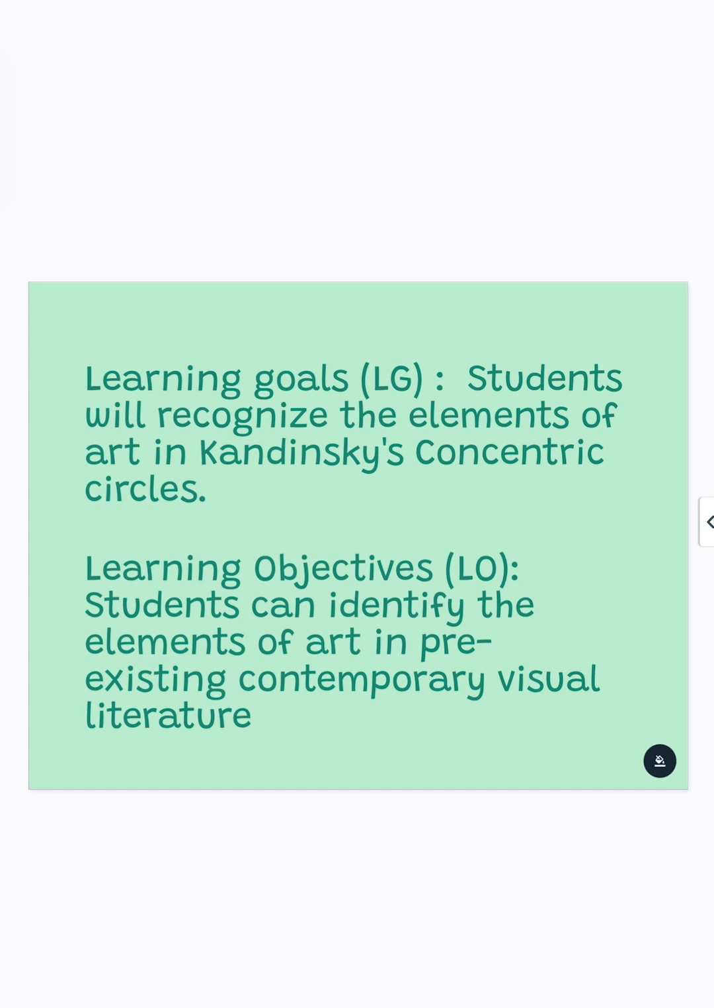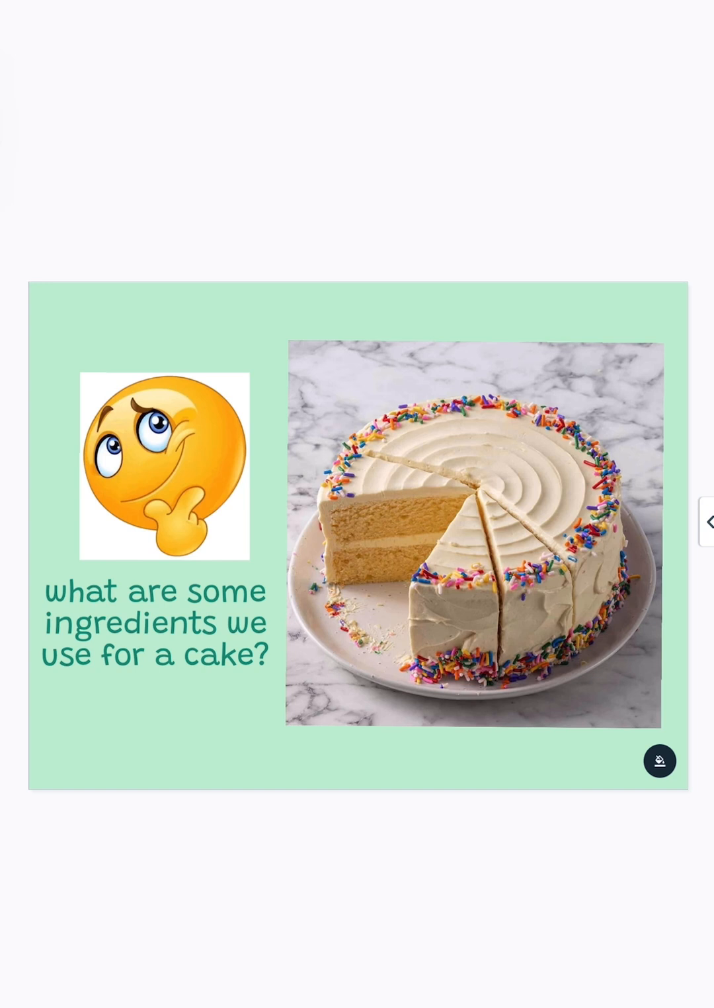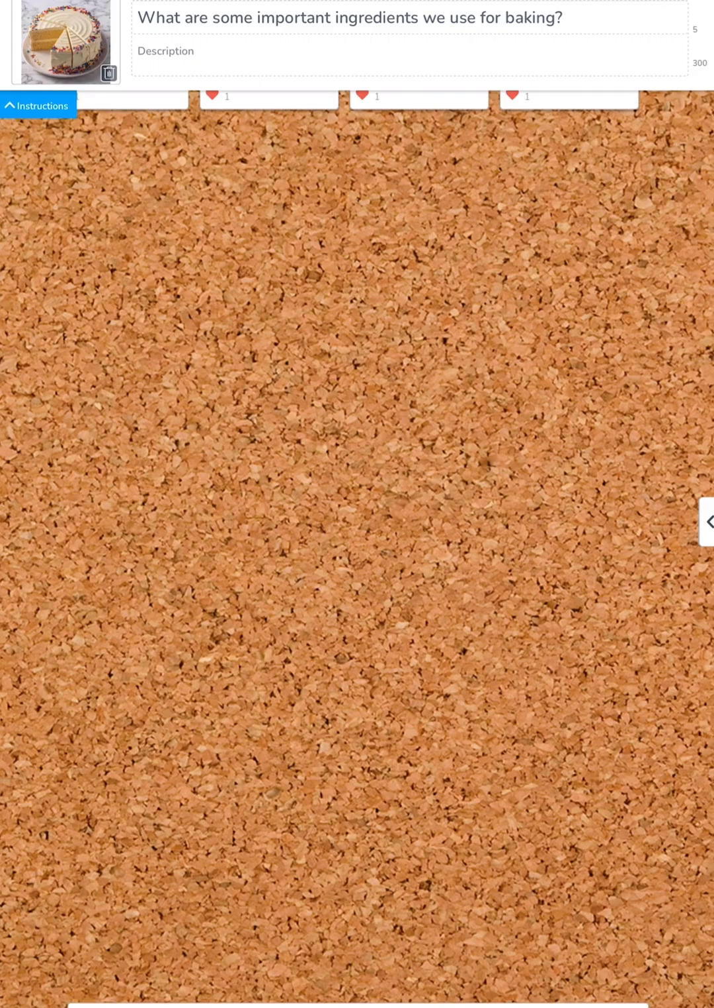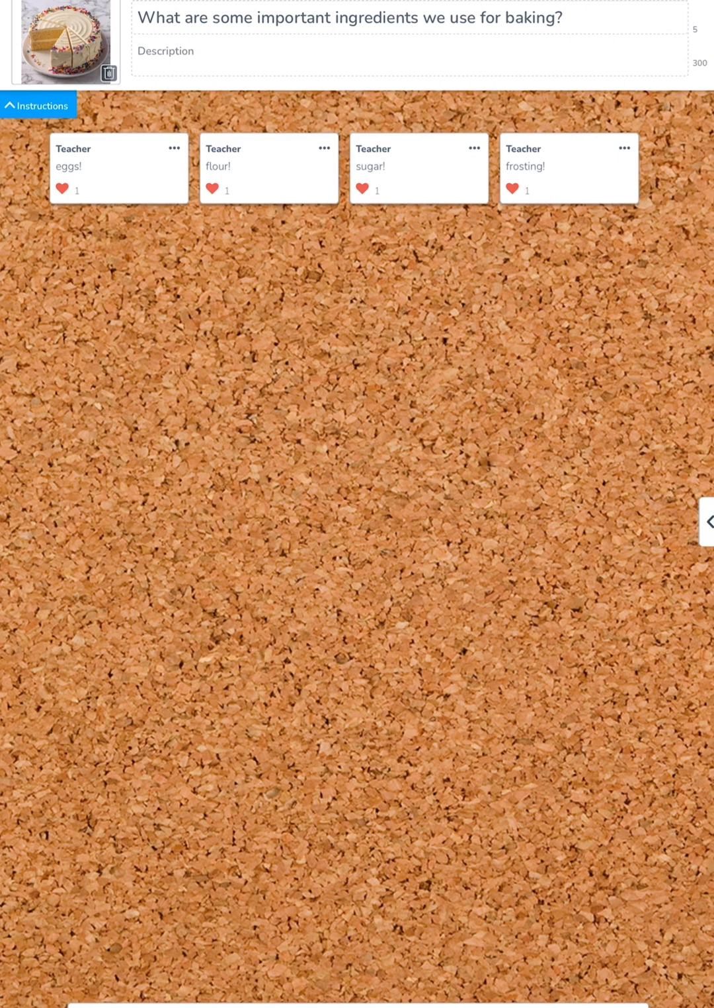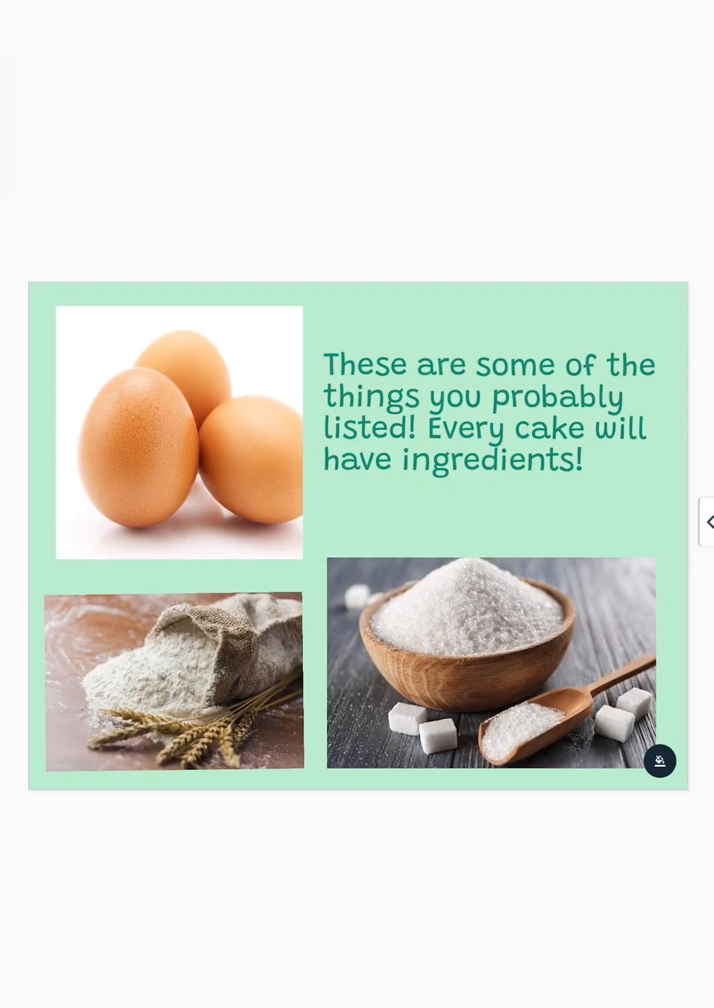So, starting off, I want us to ask ourselves a simple question. What are some ingredients we use for a cake? We already had some students write out some suggestions. We got eggs, flour, sugar, and maybe some frosting. So yeah, those are some elements that we use within a cake.